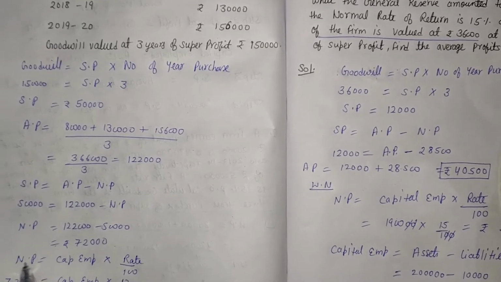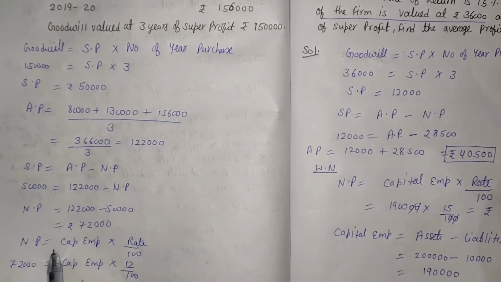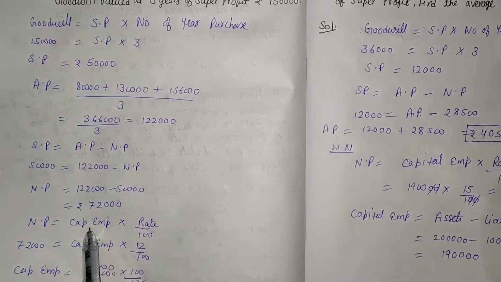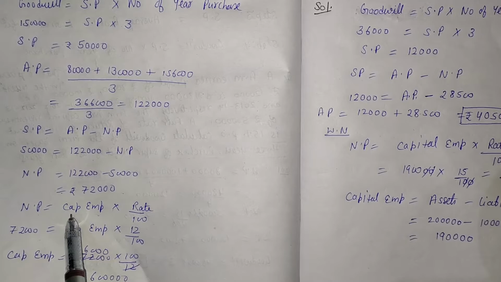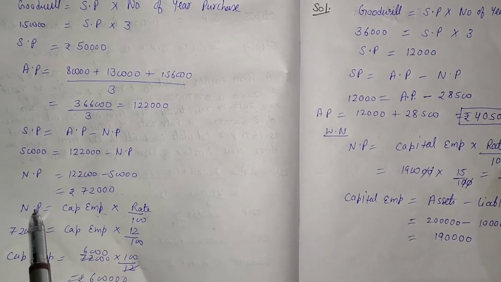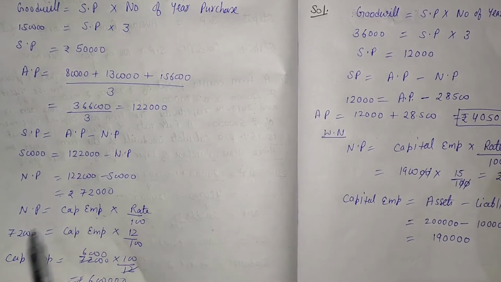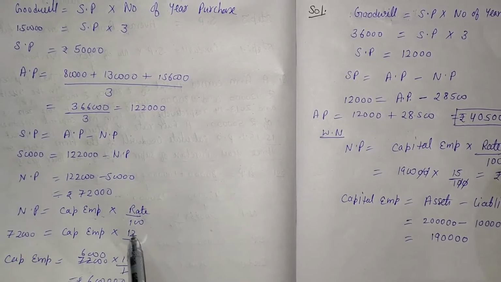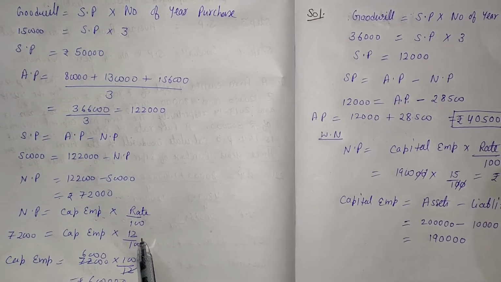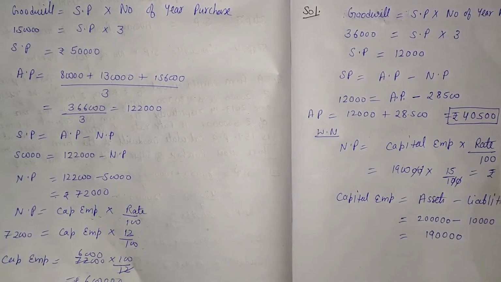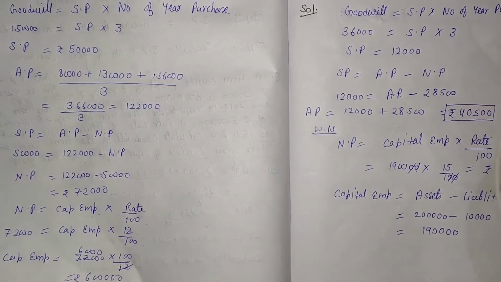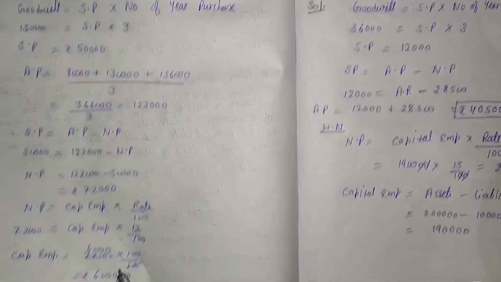After that we apply the formula of normal profit. The formula of normal profit is capital employed multiplied by rate divided by 100. Here the capital employed is not given in the question. Normal profit we have already calculated, that is 72,000, equals capital employed multiplied by the rate given in the question, that is 12%, divided by 100. After solving this, we get the answer for capital employed, that is rupees 6 lakh.